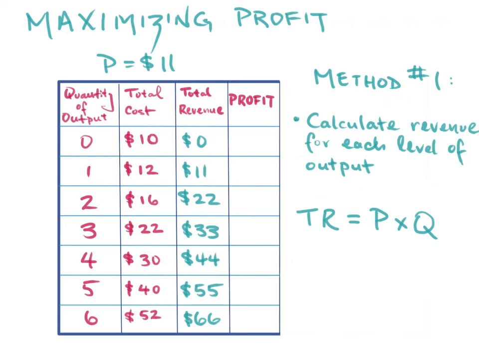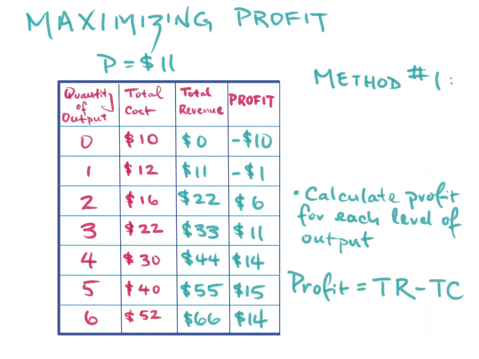Using this method, the first step is to calculate the total revenue from selling 0 widgets, 1 widget, 2 widgets, and so forth. Total revenue is price times quantity. If the firm sells 3 widgets, quantity equals 3, at a price of $11 a piece, price equals 11, then the total revenue is $33. So I filled in this total revenue column. Selling 0 widgets, the firm gets $0 of revenue. 1 widget, $11 of revenue. 2 widgets, $22. 3 widgets, $33, and so forth.